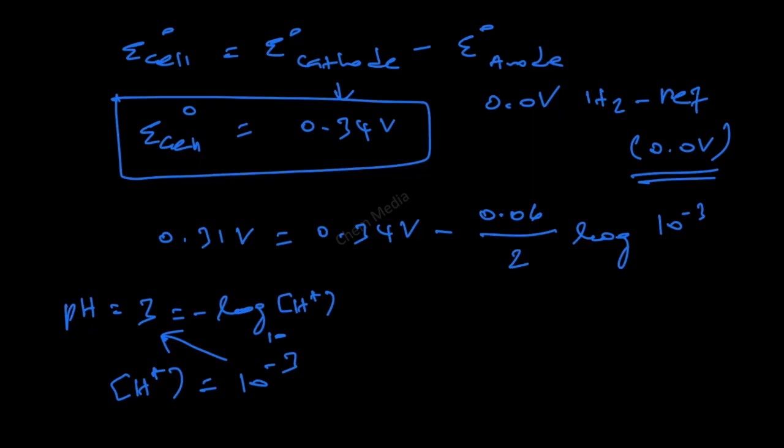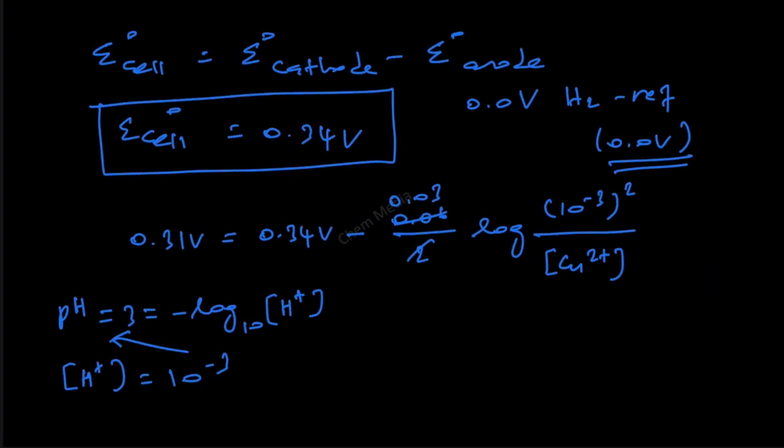So therefore 10 to the power minus 3 whole square divided by concentration of copper 2 plus, and this will become 0.03. Now for the concentration of copper 2 plus, let's write the value as 10 to the power minus x, because that is what is given in the question paper.